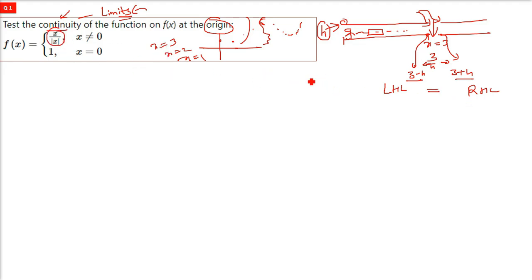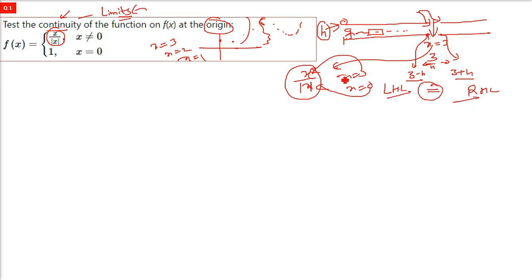For example, this function. If I try to find the left hand limit and the right hand limit, for example, at x equals 3 we have to check, or x equals 0 we have to check. Now you have to put that x equals 0 or x equals 3 in that function. Now that value, the left hand limit has to be equal to the right hand limit, and that value, which is the left hand limit and right hand limit, has to be equal to the value of the function at that particular point.